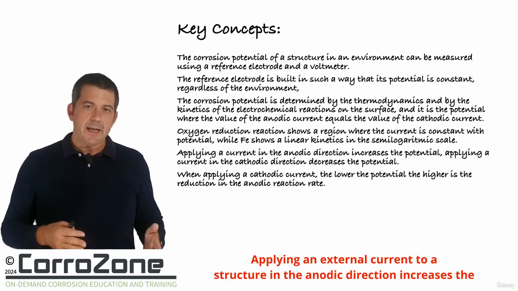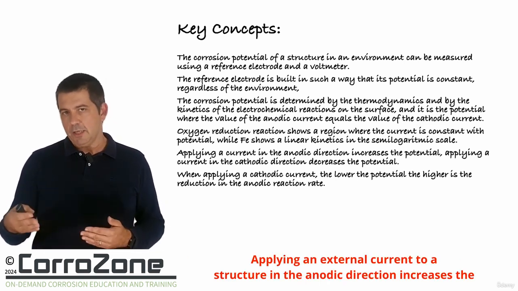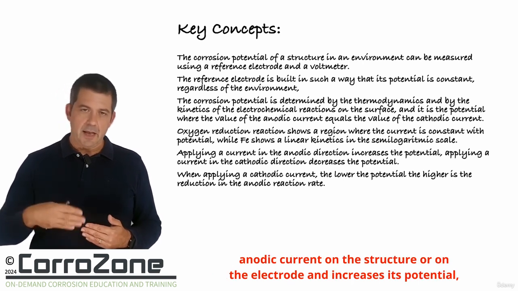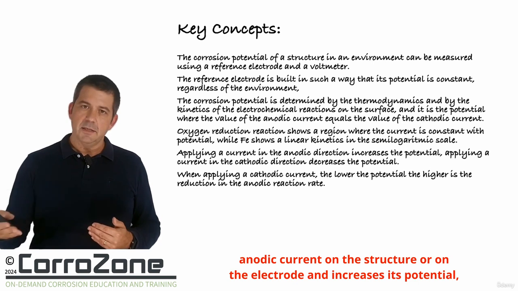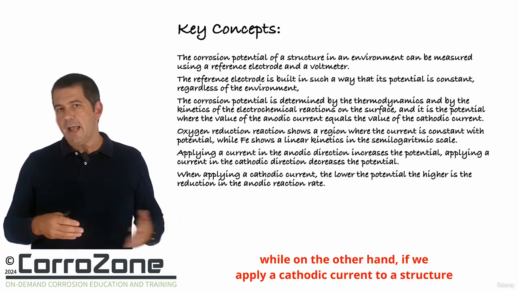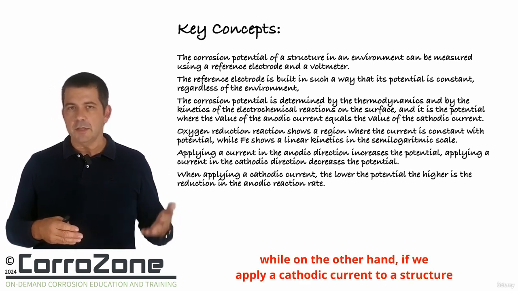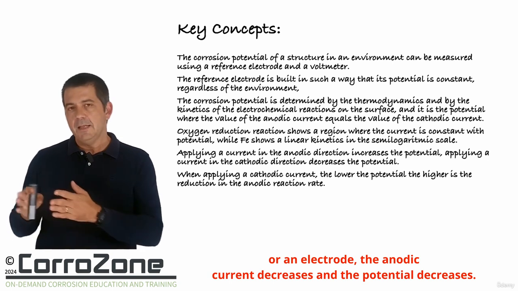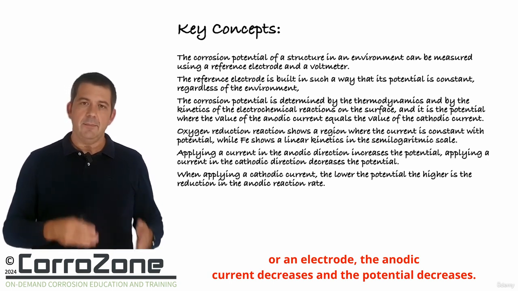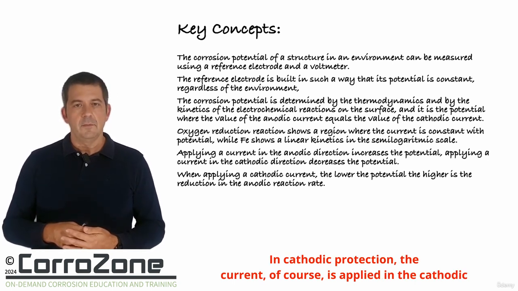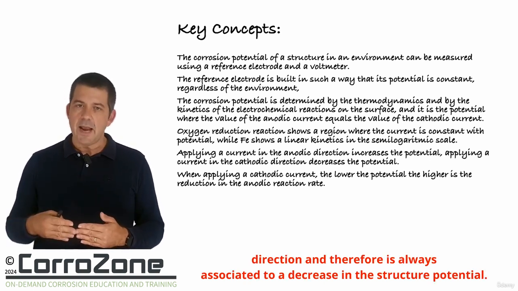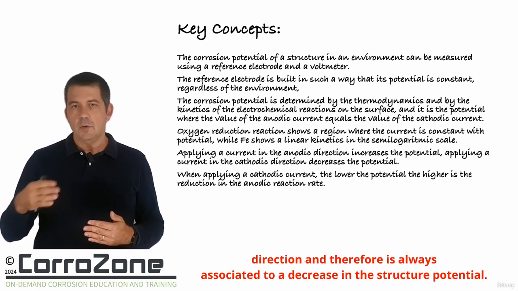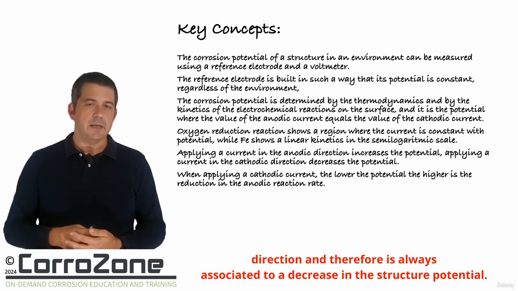Applying an external current to a structure in the anodic direction increases the anodic current on the structure or on the electrode and increases its potential. On the other hand, if we apply a cathodic current to a structure or an electrode, the anodic current decreases and the potential decreases. In cathodic protection, the current, of course, is applied in the cathodic direction and therefore is always associated with a decrease in the structure potential.